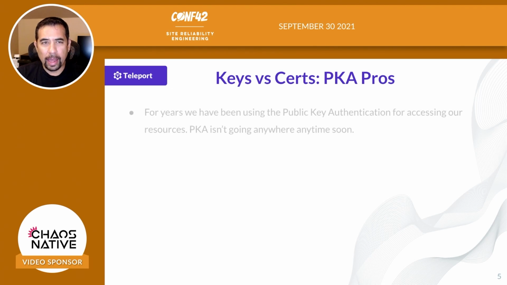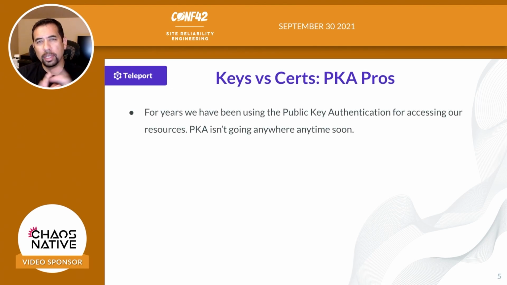So let's look at public key authentication. Let's look at a few of the pros around it. Why do we have it today? We're not going to go into a deep history of it, just a high level. For years we've been using PKA for accessing resources. It's not going away anytime soon. Today, to gain access to AWS, GCP, probably your routers, your switches, your Linux servers, wherever they might live, you're leveraging, more likely than not, something along the line of public key infrastructure with OpenSSH.